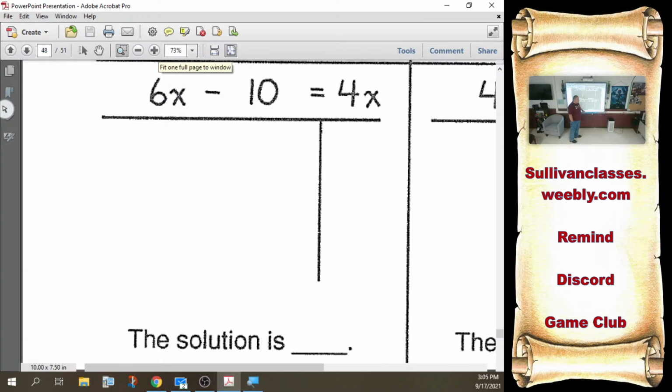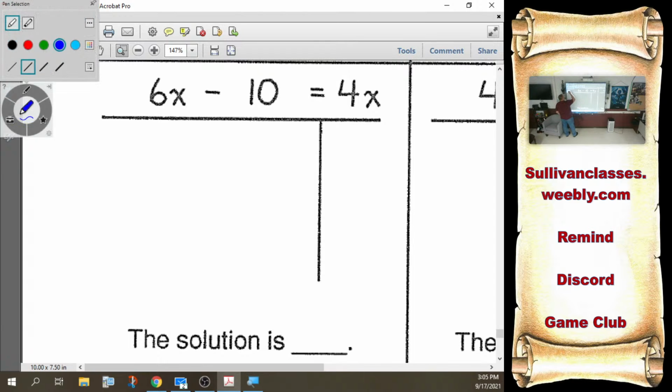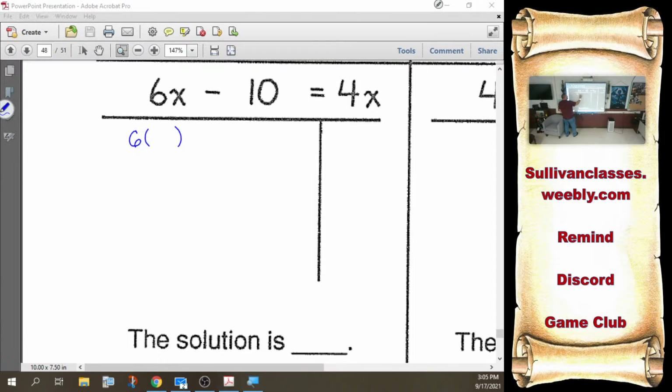One more. I won't go through 1-9 today. We'll just finish it off at 1-8. I want to see, can you figure it out when you have to replace x on both sides? 6 times the number minus 10 is 4 times the number. Can you do both? I just want to see if you can handle it.